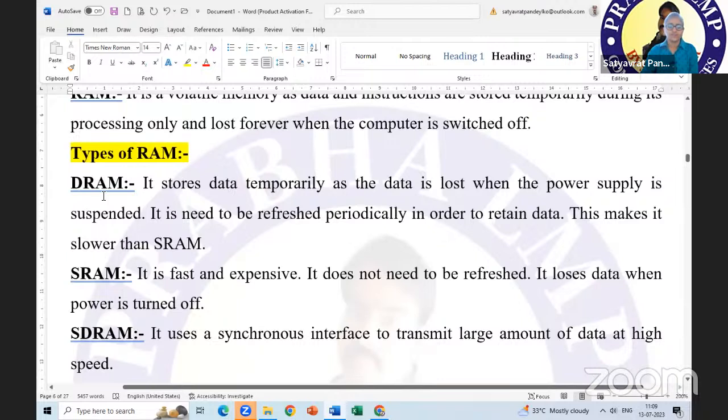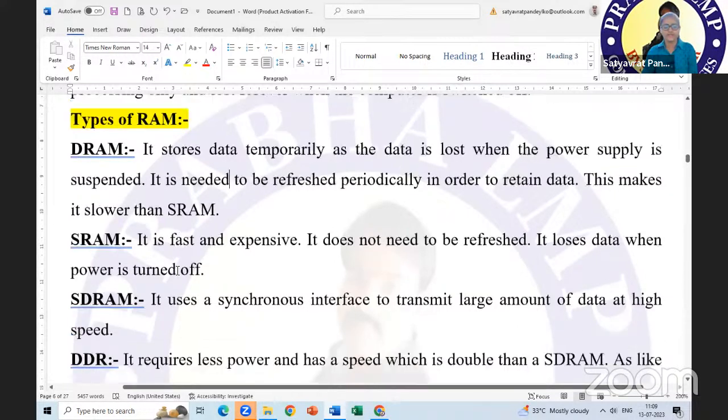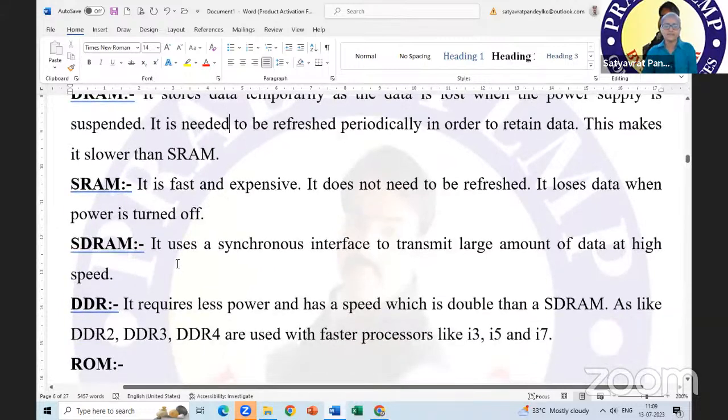Types of RAM. DRAM stores data temporarily as the data is lost when the power supply is suspended. It needs to be refreshed periodically in order to retain data. This makes it slower than SRAM. SRAM is fast and expensive. It does not need to be refreshed. It loses data when power is turned off.